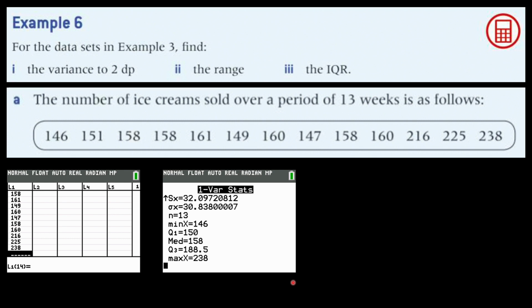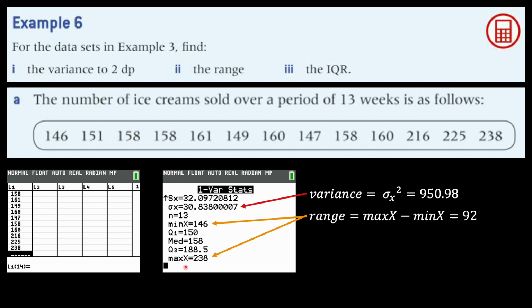So first we're going to find the variance. Remember the variance is basically my standard deviation squared. So I take 30.838, I square that, and I get my answer for variance. For the range, my maximum is given, which is 238. My minimum is 146. I subtract the two. I end up with 92 as the range. And for my IQR, I take quartile 3 and quartile 1, subtract those two numbers, and I get 38.5.